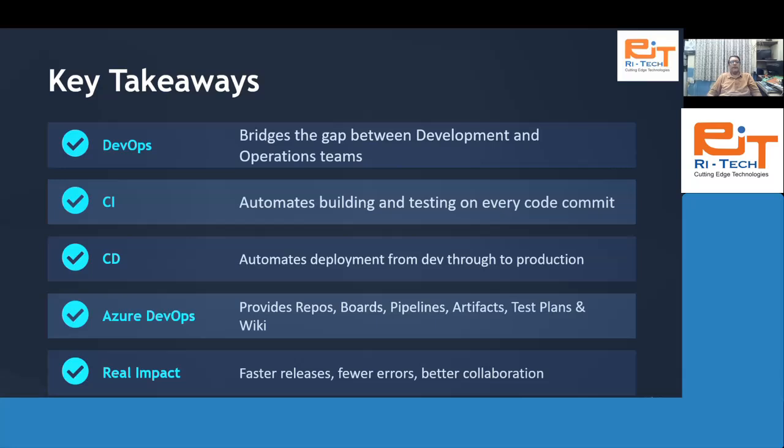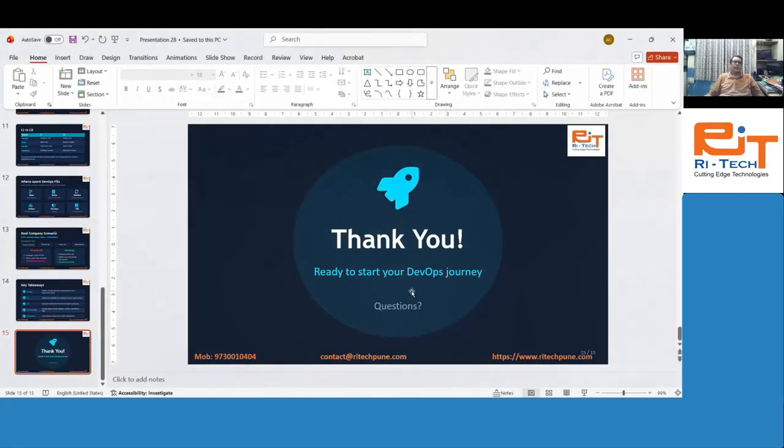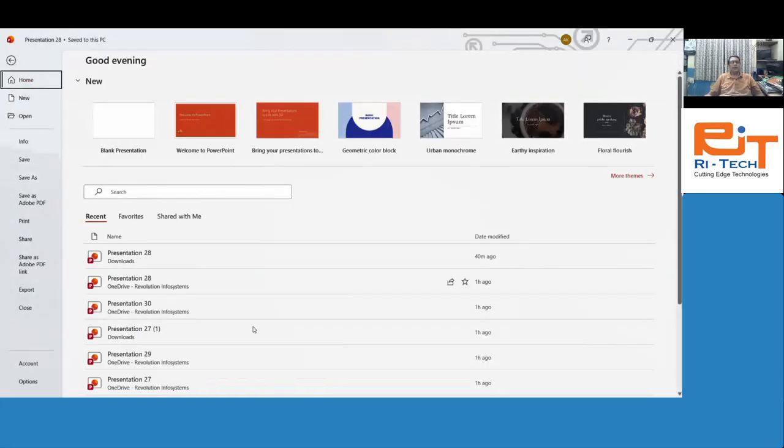So the real impact: faster releases, fewer errors, better collaboration. There are three major, we can say, advantages or impacts that we get: faster releases, fewer errors and early detection of bugs, and better collaboration. So you can collaborate between the development and the operation team easily. Now let's explore a few more details.